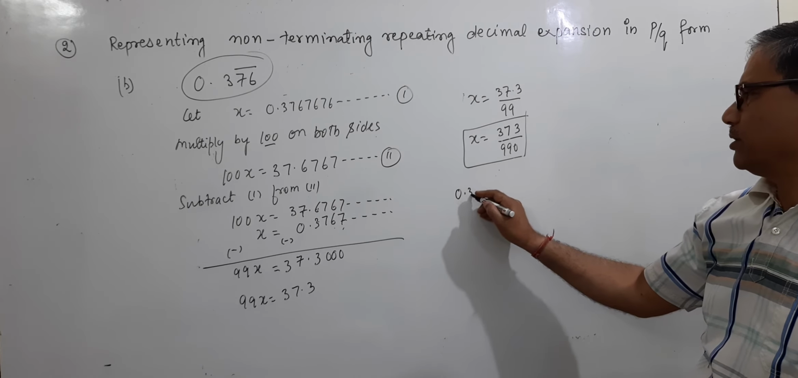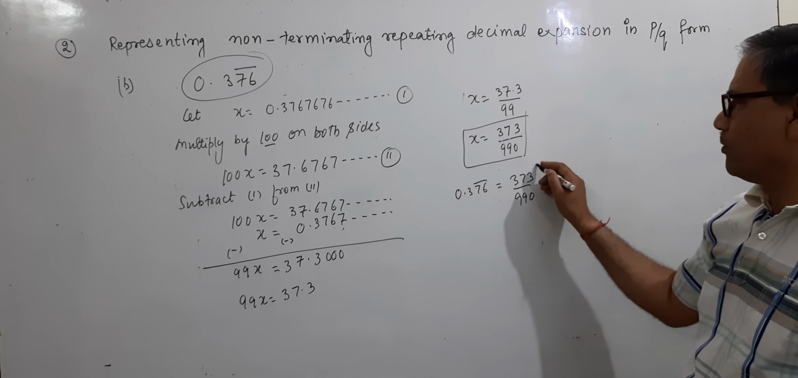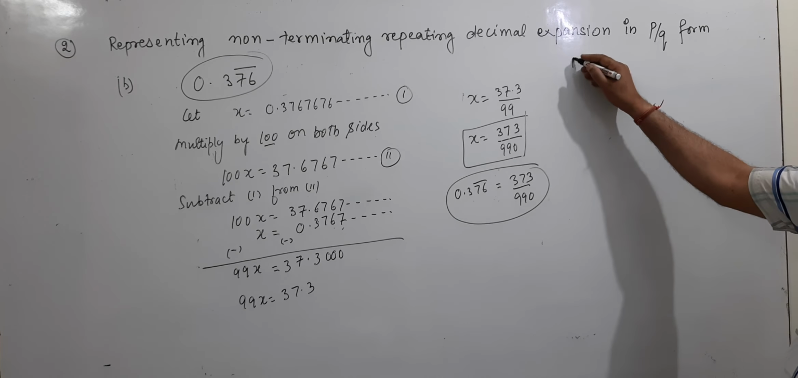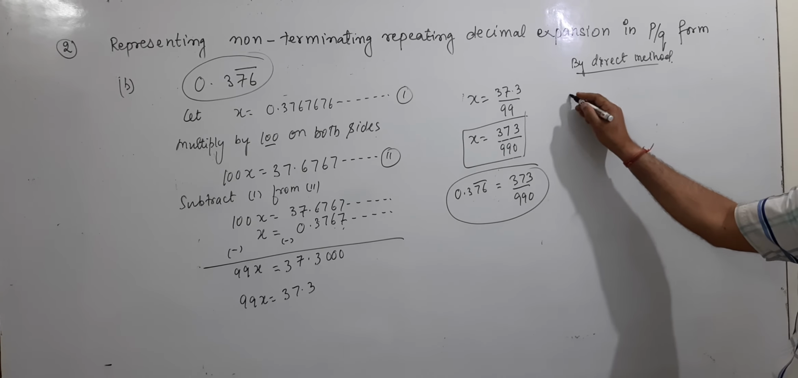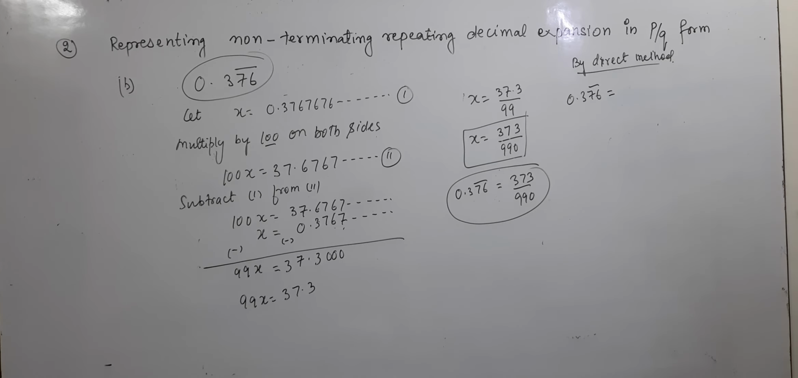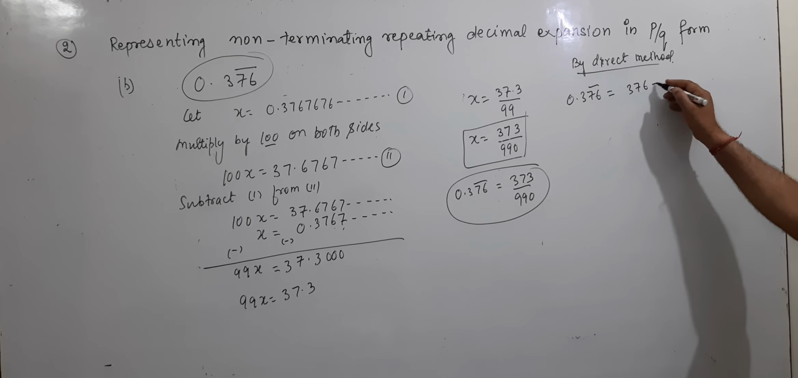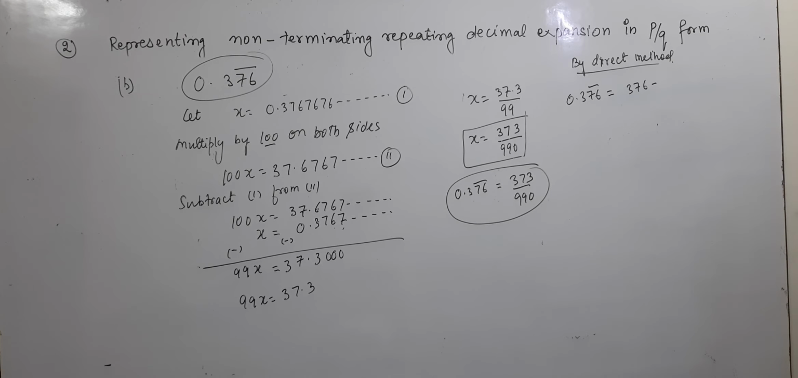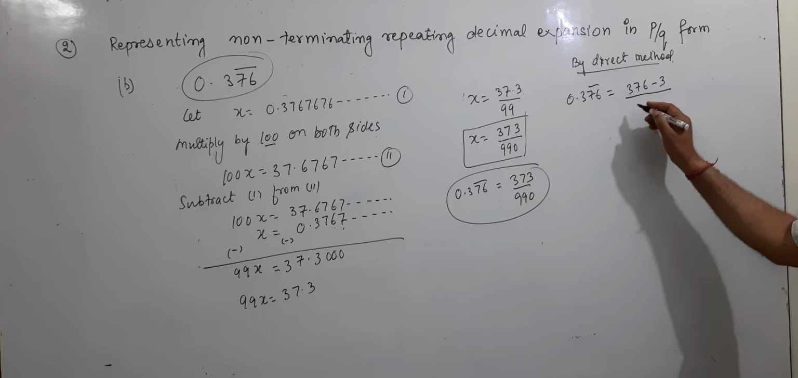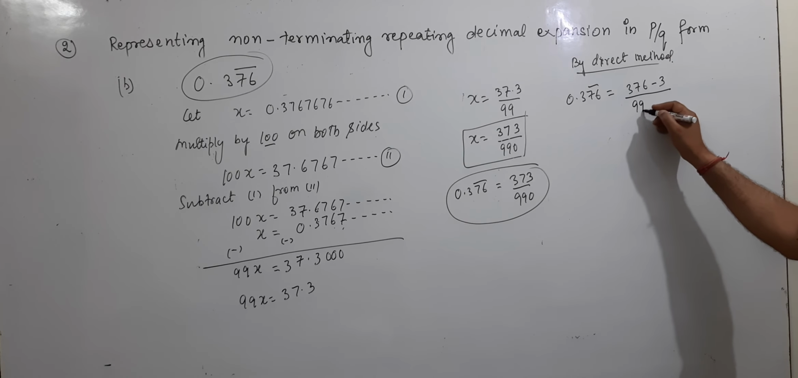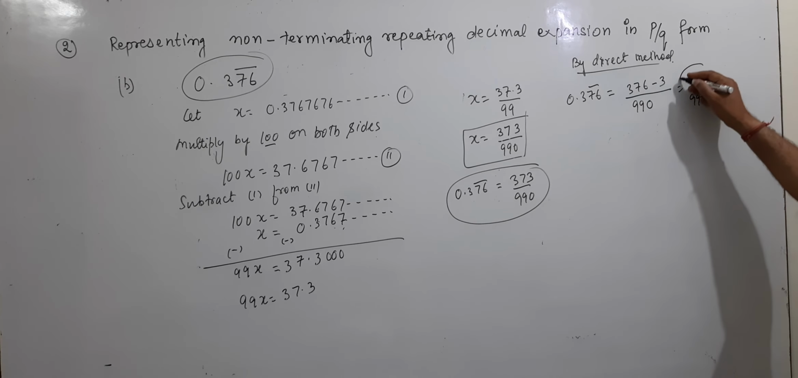So in this way, 0.376 bar is equal to 373 upon 990. This is the p by q form of this decimal expansion. And by the direct method, when the question asks for 1 mark, 0.376 bar, what do we have to write? The complete value 376 is written, minus the number which is non-repeated, that is 3, upon how many digits are repeated? 2 digits are repeated. So 2 nines and then 0. So what is your answer? 373 upon 990. This is the direct method.